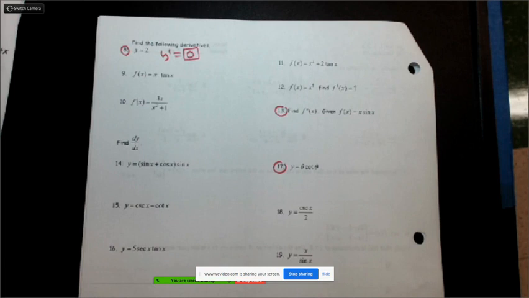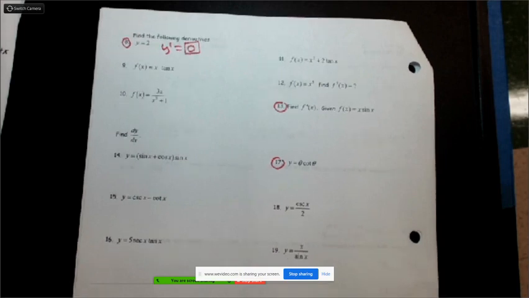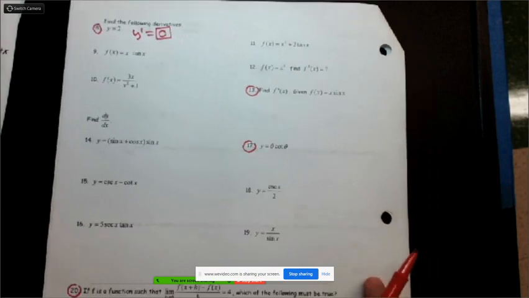So here I go. What is a derivative of pi? 0. 3.14 is a number, 0. Okay? So then let's move on to number 13.